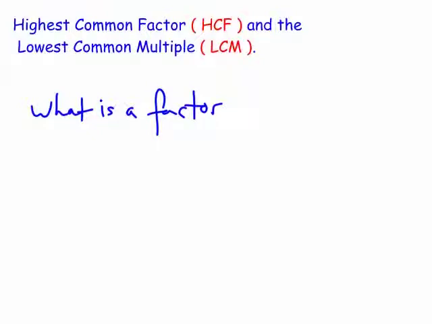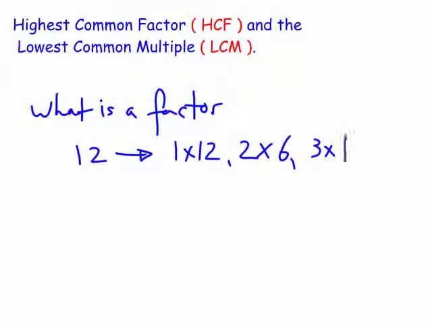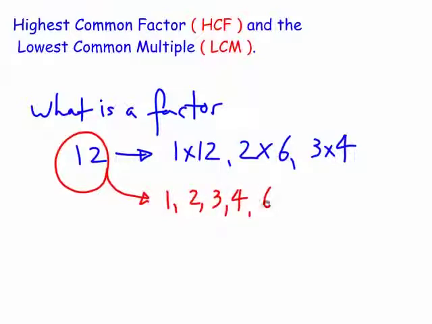For instance, let's have a look at 12. Some of its factors are what? 1 times 12, so 12 and 1 are factors. How about 2 and 6? 2 and 6 are in fact factors. How about 3 and 4? 3 and 4 are in fact factors of 12. So let's list them out: 1, 2, 3, 4, 6 and 12 itself. That would be a list of the factors of 12.